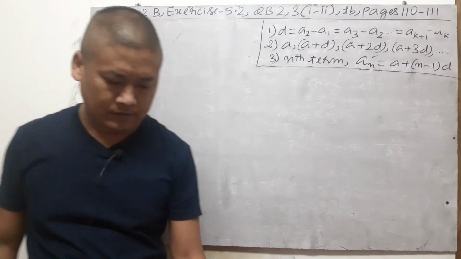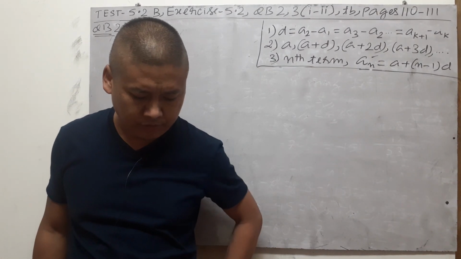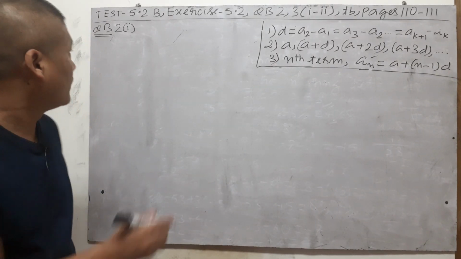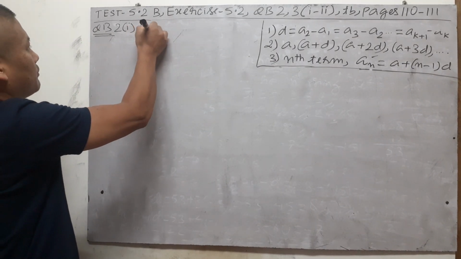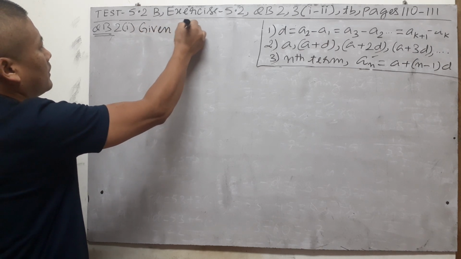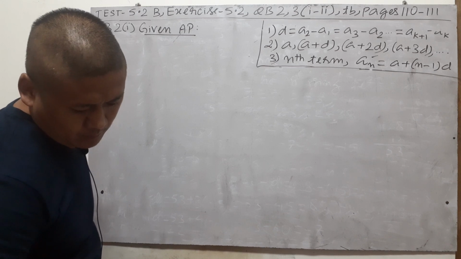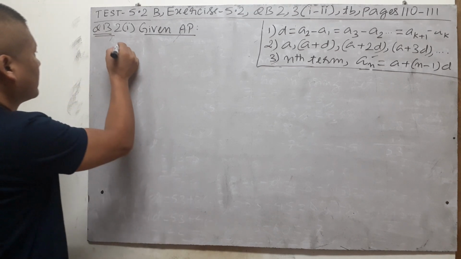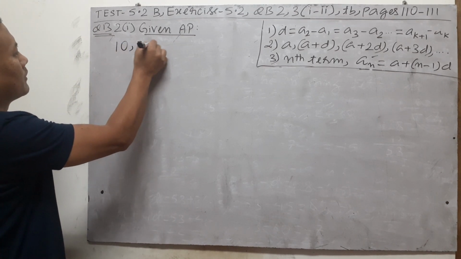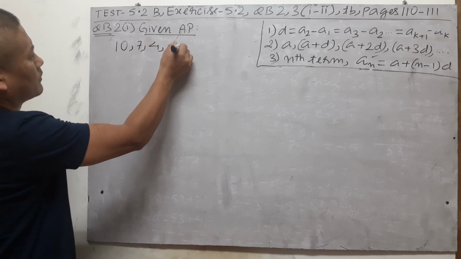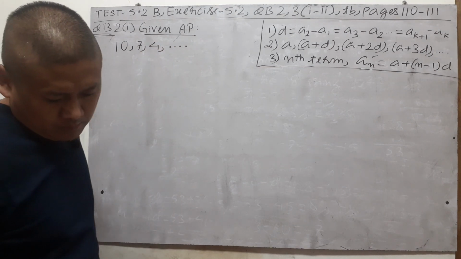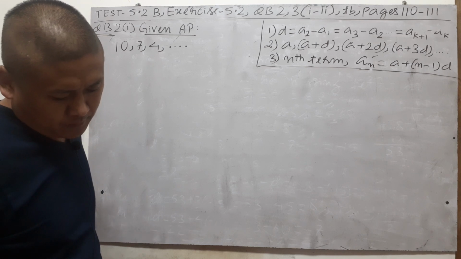Let me read the question for us. Choose the correct choice in the following and justify. So number 1, 30th term of the AP. So we can write here given AP: 10, 7, 4, and so on. So the first 3 terms are given. We have to find the 30th term.